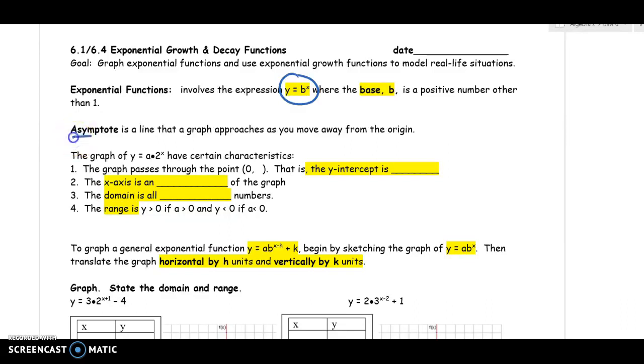We talked yesterday about the asymptote. The asymptote is a line that the graph approaches as you move away from the origin. You may want to add that the graph never touches or crosses the asymptote.